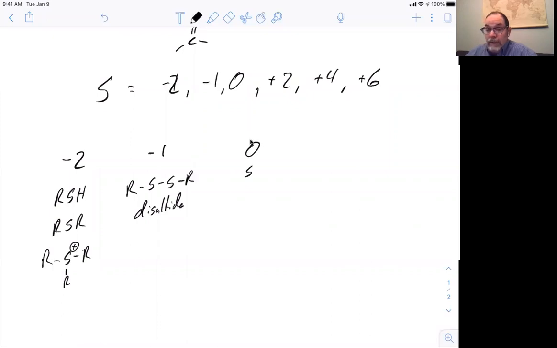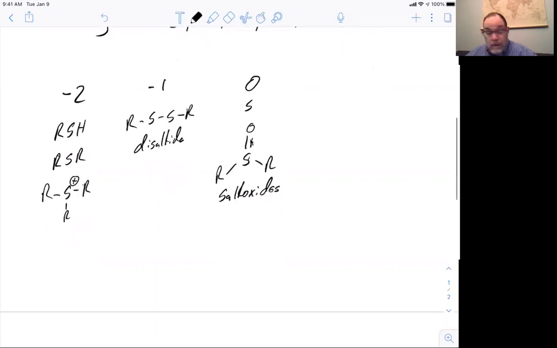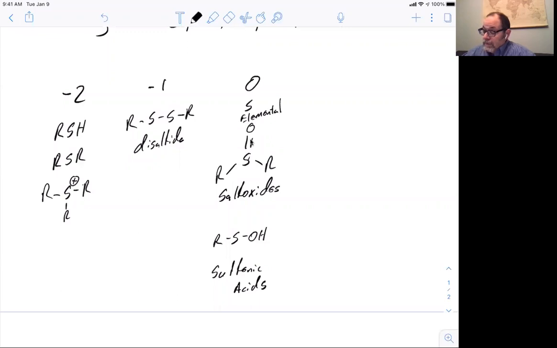Zero is really elemental sulfur, plus things like sulfoxides and sulfenic acids. And this is elemental.